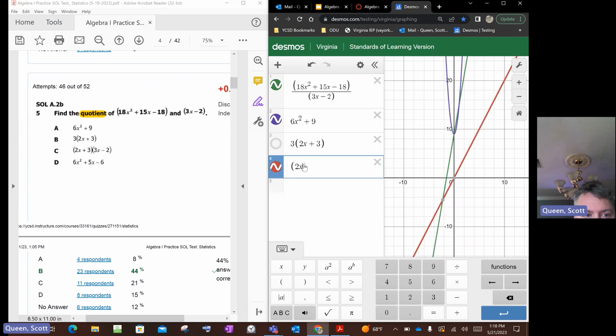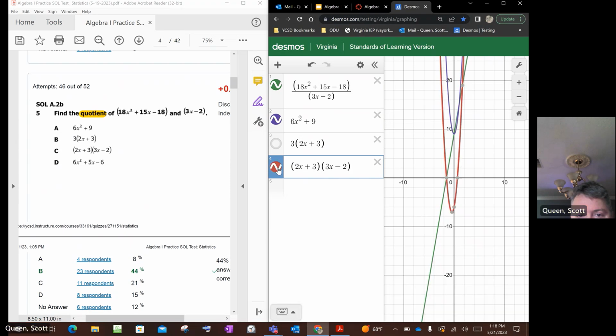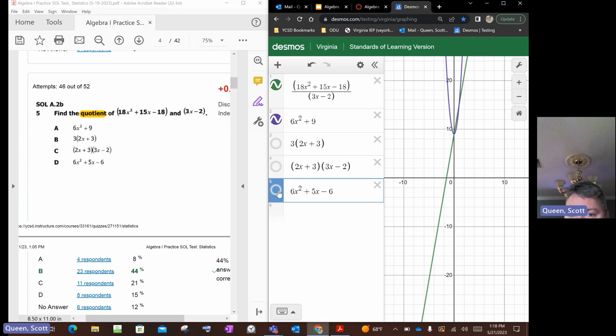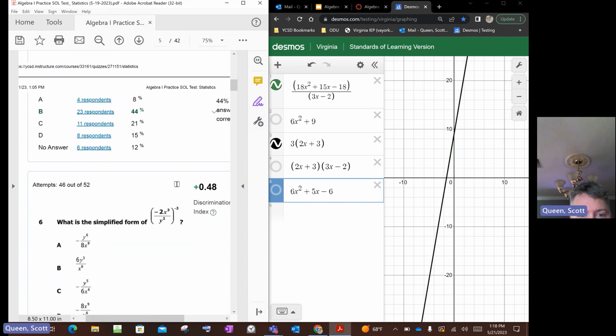All right, let's go to that last one. C, 2x plus 3 and 3x minus 2. All right, where'd that red one go? Okay, doesn't match. D, 6x squared plus 5x minus 6. And I always double check things. That doesn't look like it matches anything. So let me turn this purple one off because that didn't match. My original was green, and I believe it was this one here. Yeah, black line right on top of the green one. There is my answer. That is B. All right, keep it moving.